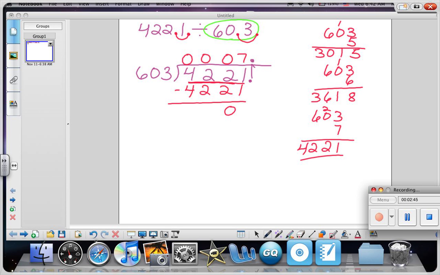0. Now you notice I put that decimal there. Since this evened out, there was no need for me to bring down more numbers, so 7 point nothing is really just 7. So my answer here is 7. My quotient for that division problem is 7.